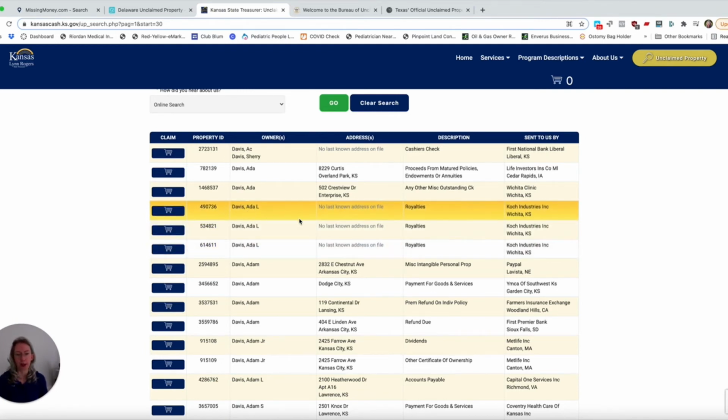In Kansas, you'll also see production payments. So it doesn't always call it royalties. There's a couple of different terms to look for.